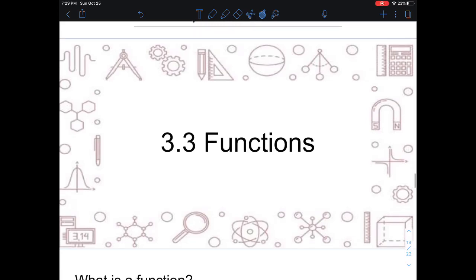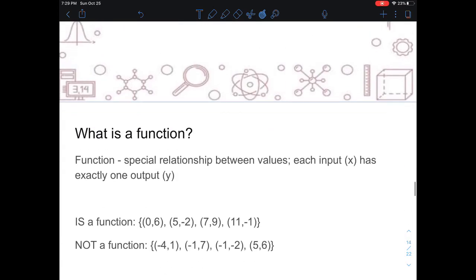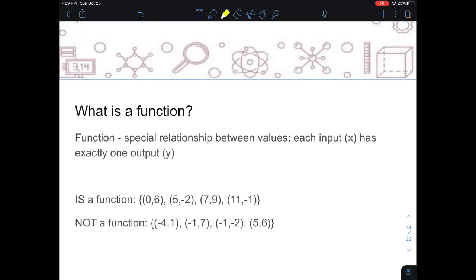Today we're going to talk about functions. Follow along in your notes and pause if you need to. What is a function? A function is a special relationship between values where each input, or x, has exactly one output, or y.